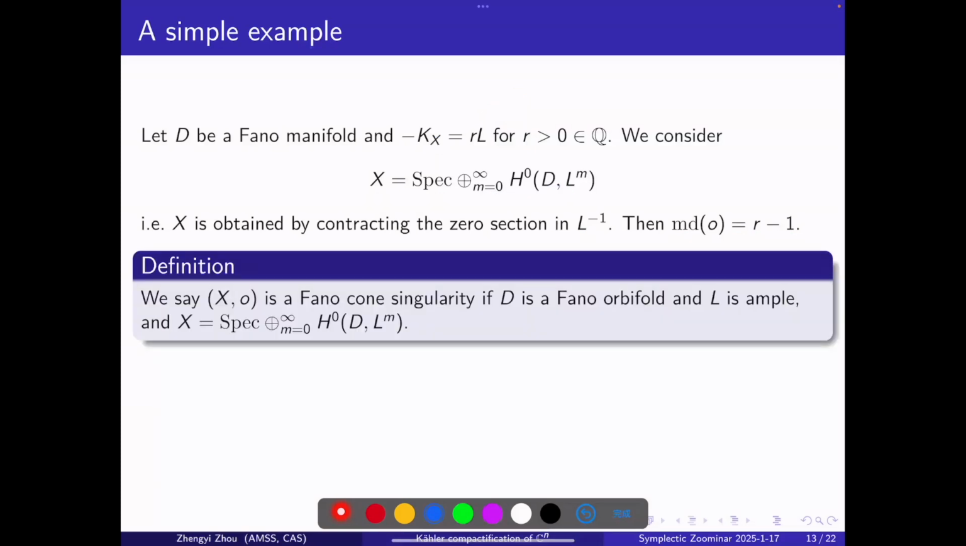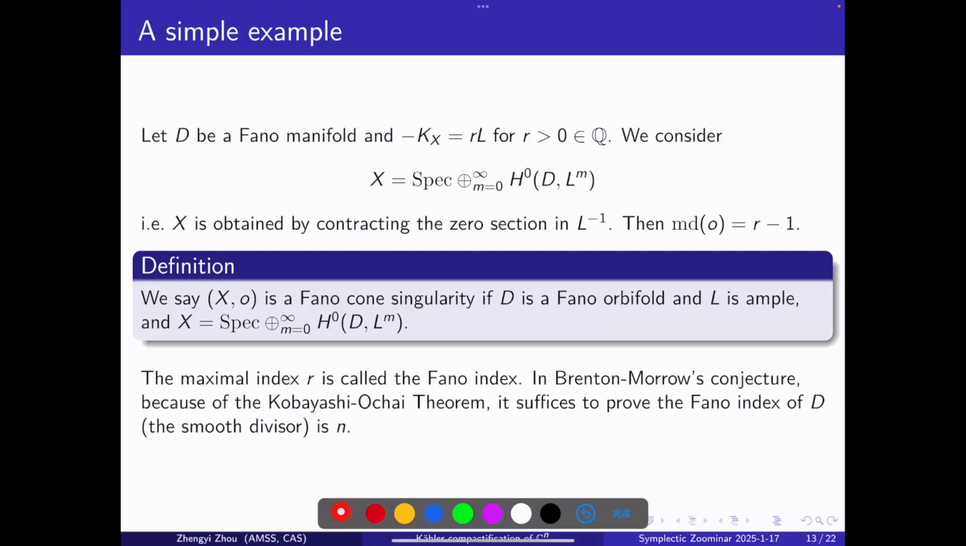So here comes our definition of Fano cone singularity. The Fano cone singularity is basically this, but we allow that D to be a Fano orbifold. So again, the space is an orbifold line bundle L inverse over D, and you contract the zero section. And in the case of Fano orbifold or Fano manifold, the maximum index r is called the Fano index.